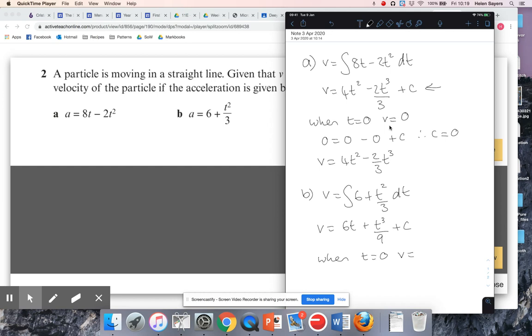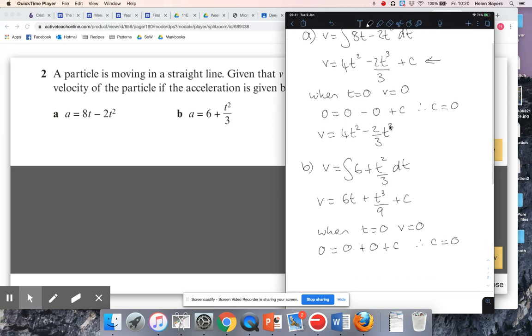0, I still need to just show the working. So 0 would be 0 plus 0 plus c. Okay, so just make sure that you don't just not refer to c, because it might look like you've just forgotten it should even be there.